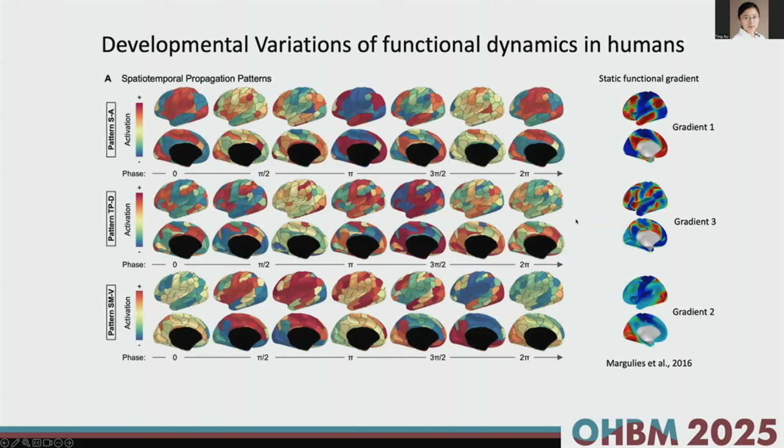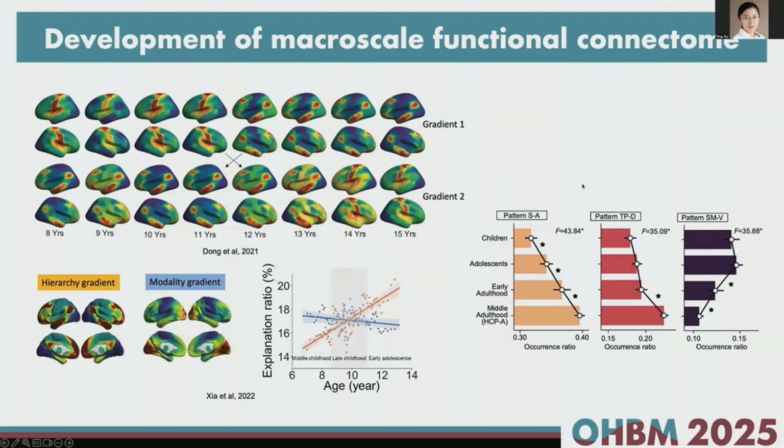And we also observe that each of these dynamic patterns is highly consistent with the functional gradients, which represent the microscale organization of the brain based on the static functional connectivity. And in the literature, it has been observed that the order of the static functional gradients shifts during development around age 11. More precisely, the explained variance of the hierarchy gradient increases with age, and the modality gradient between the visual and the motor cortex becomes less dominant.